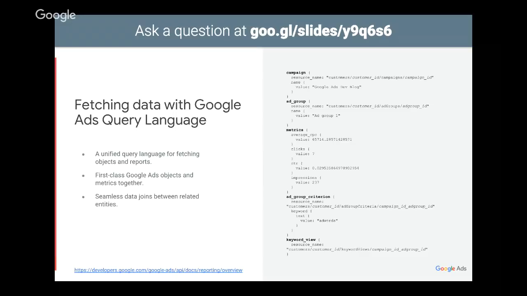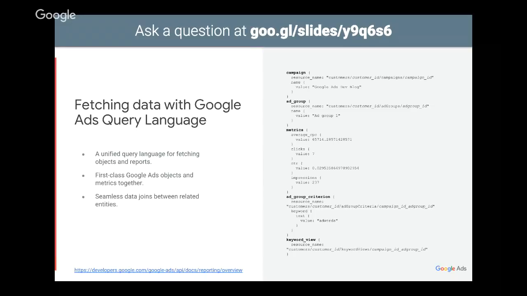So if you look on the right side of the slide, this is an example result of what you get back in JSON format from a sample request from the API. One of the interesting things here is you get what we're calling seamless data joins between related entities. So what this is at its core is a keyword request, getting impressions, clicks, costs for keywords.